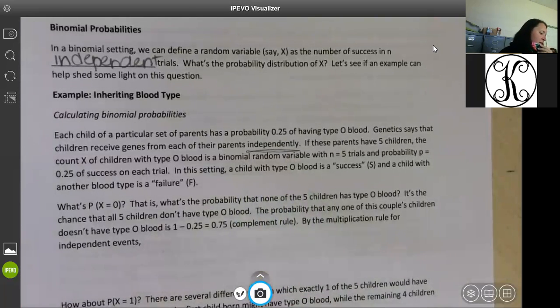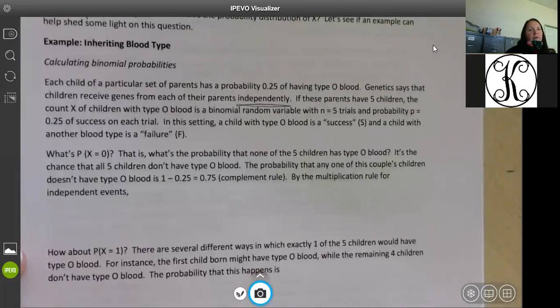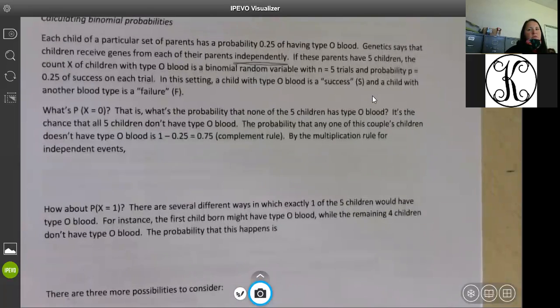If these parents have 5 children, the count X of children with type O blood is a binomial random variable with n equals 5 trials and a probability of 0.25 of success on each trial. In this setting, a child with type O blood is a success, which is S, and a child with another blood type is a failure, an F. So we'll get this one done and then we'll switch out.